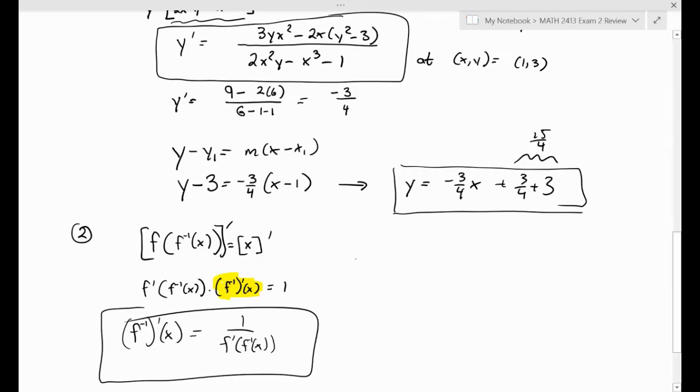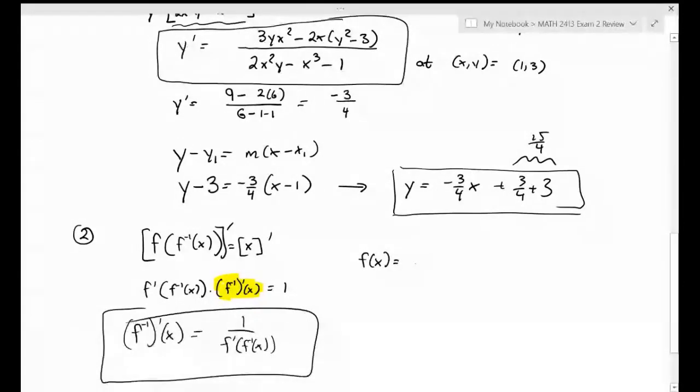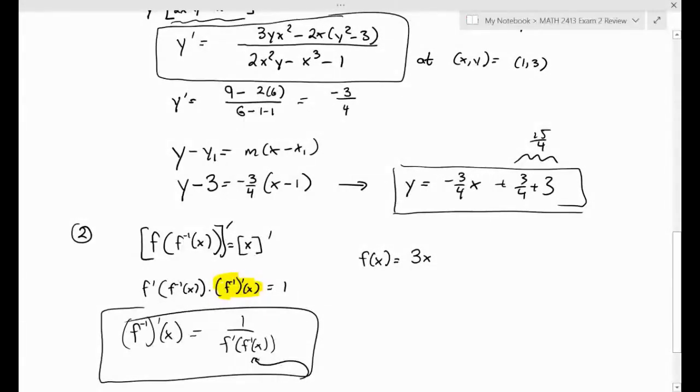So let's look at this function. And by the way, what has to be true for the inverse to exist near a point? For the differentiable inverse to exist, well, f prime has to be non-zero, right? Because you can't divide by 0. Okay, so let's go ahead and look at this nice little function.